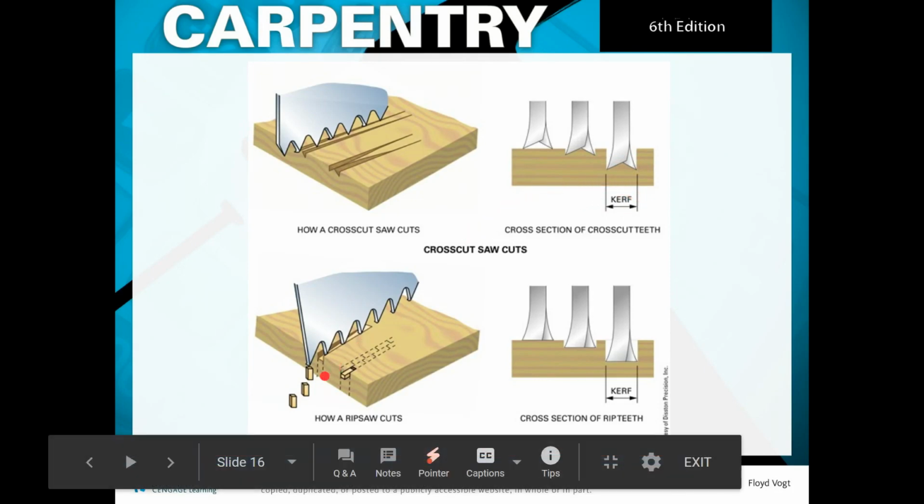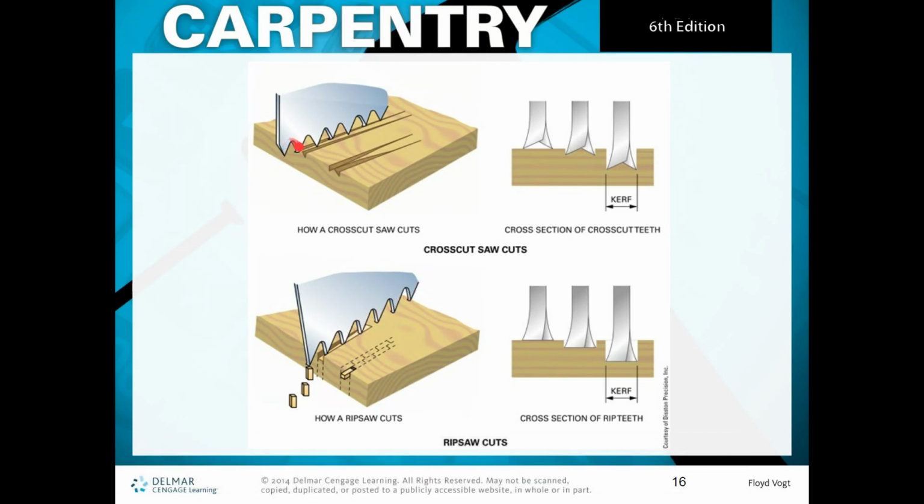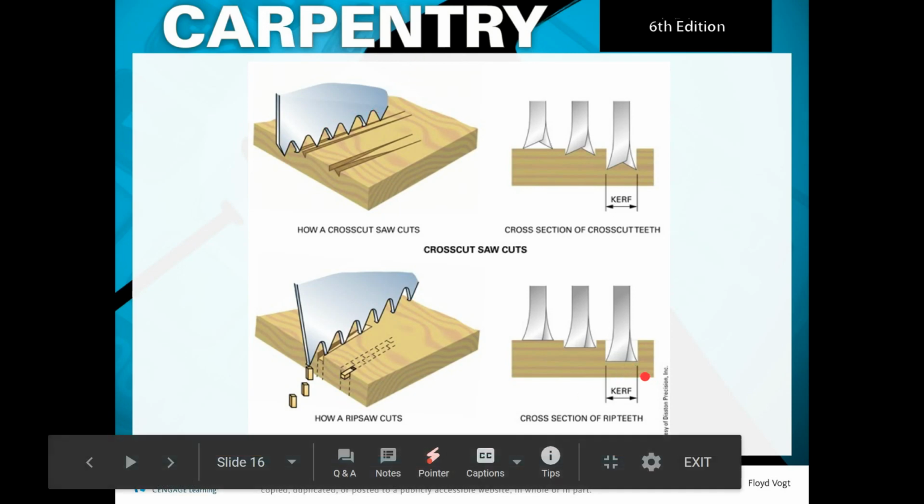Down on the bottom, you can see the rip saw. If you look at the teeth shape, they're much different than what the crosscut saw is. So if you look at that closer, you can see that it lays a little flatter, and they end up chiseling out instead of cutting through. And again, the gap that's left by the teeth is referred to as the kerf.